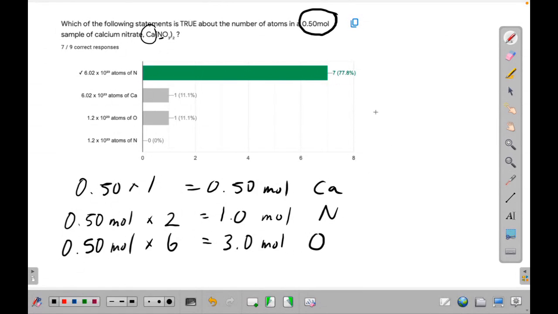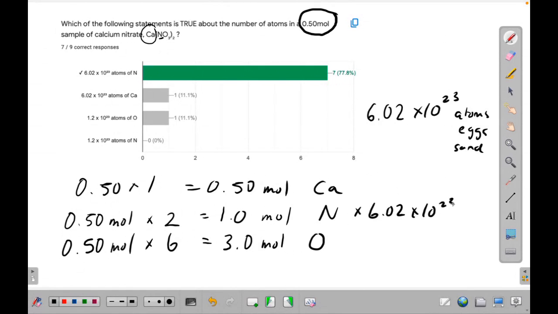Real quick, if you know anything about the mole, you know that 6.02 times 10 to the 23rd of anything, whether that's atoms, eggs, grains of sand, whatever you want, is how many there are in a mole. So if we have 1 mole of nitrogen, we're going to multiply that by 6.02 times 10 to the 23rd, and we'll get, well, heck, 6.02 times 10 to the 23rd. So right there off the bat, that's our answer. And most of you were able to get that.